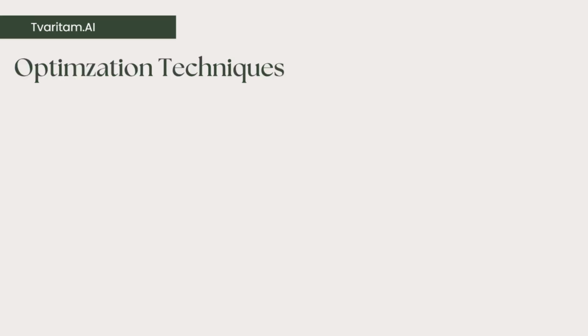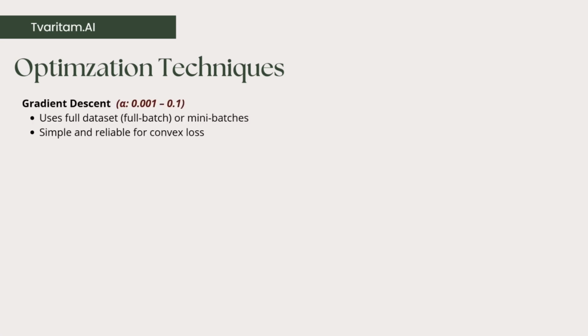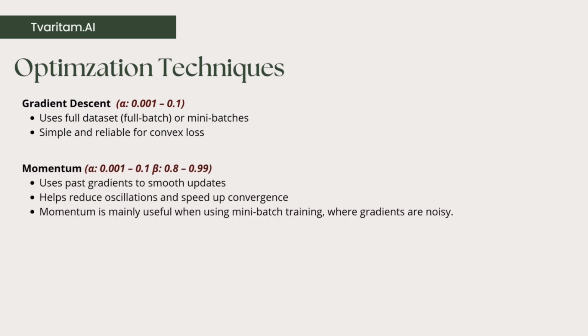Now let us cover the optimization techniques. Batch gradient descent works well for simple models like linear regression because the loss surface is convex, meaning that there is only one global minimum. However, with neural networks we usually have non-convex loss surfaces, that means multiple local minima and saddle points. So while basic gradient descent can still work, it might not be the most efficient solution on its own.